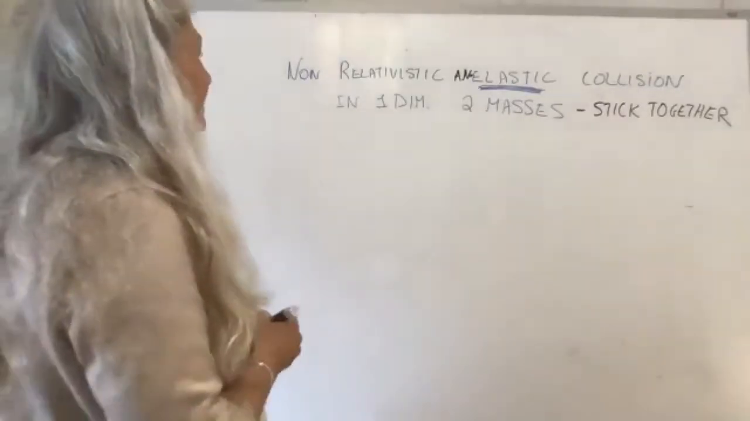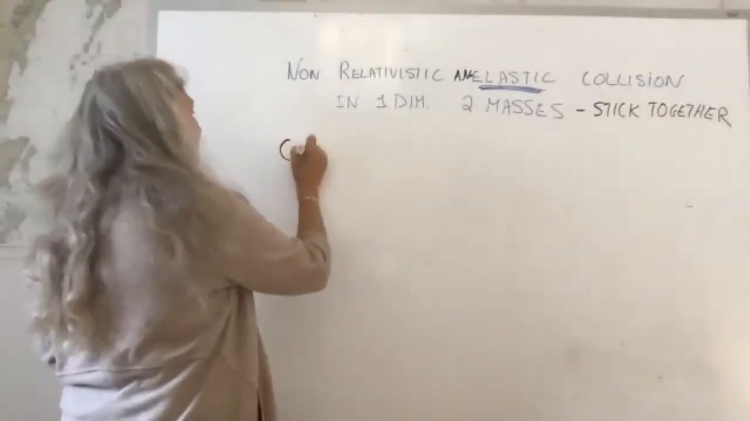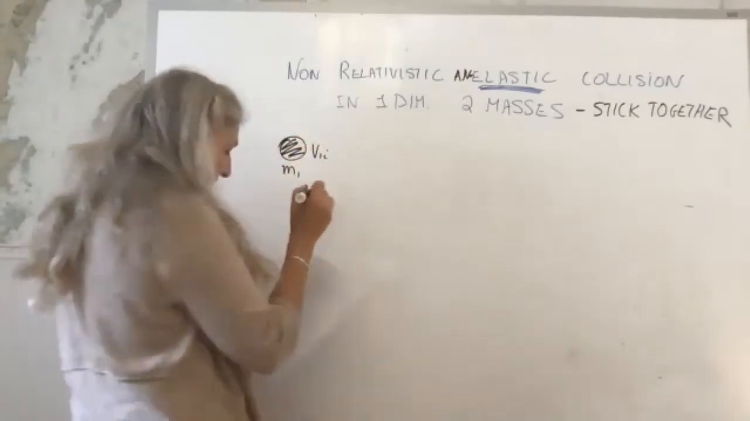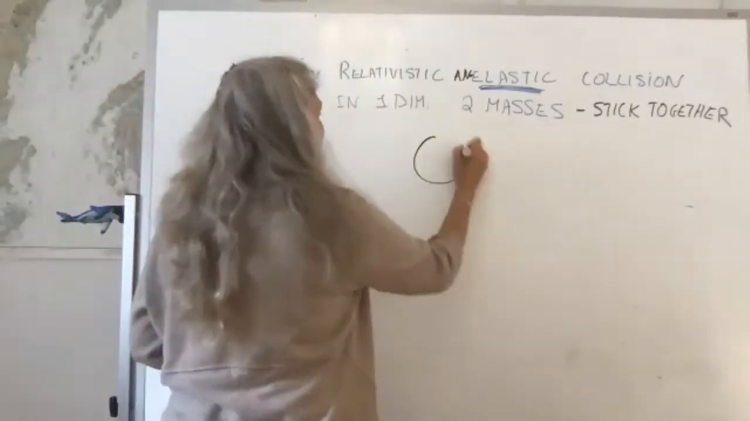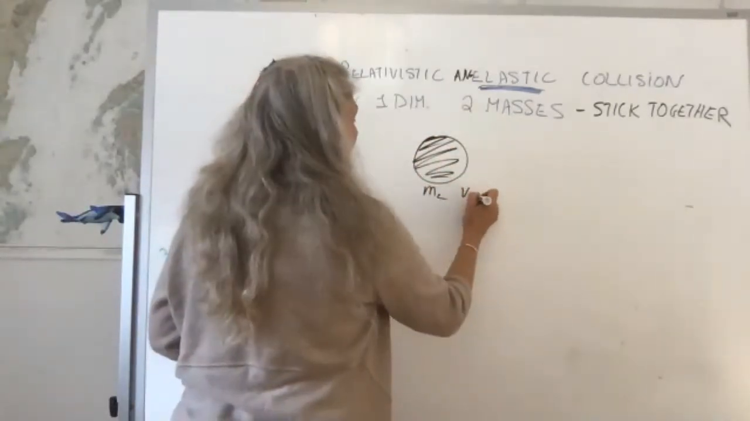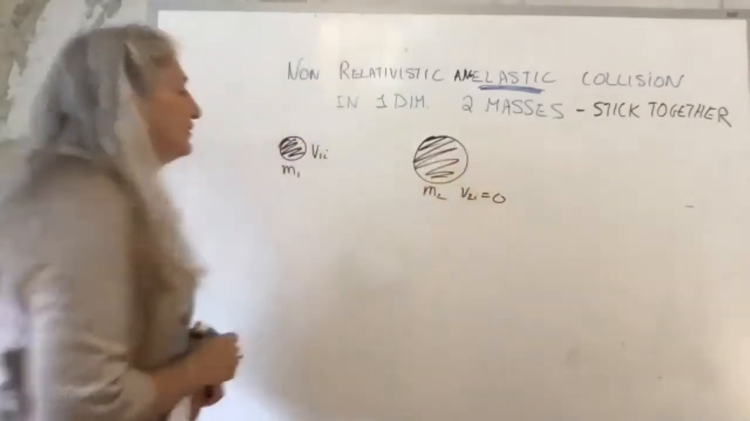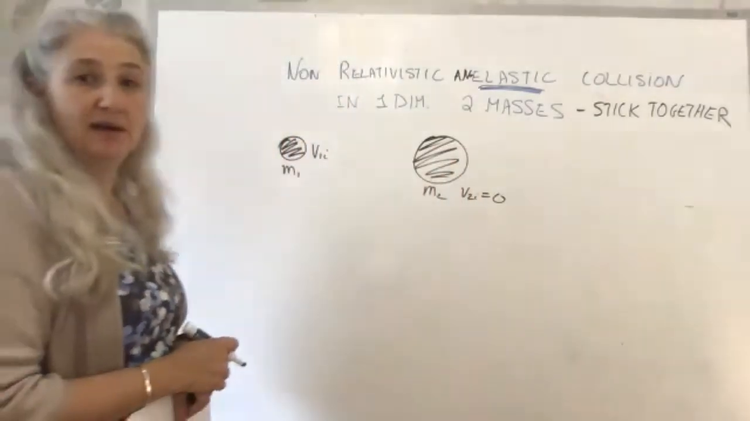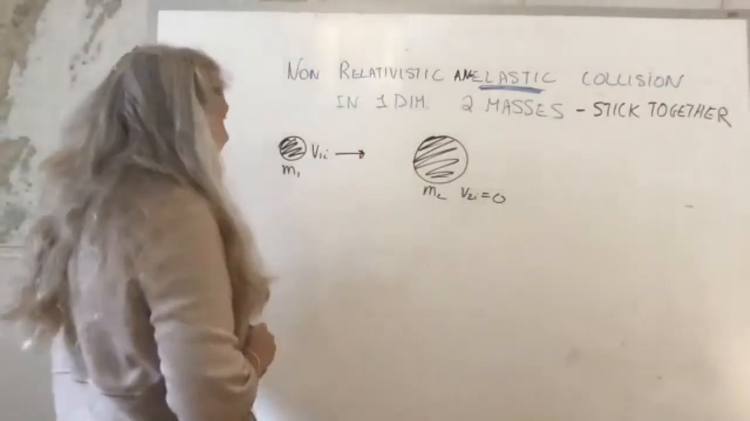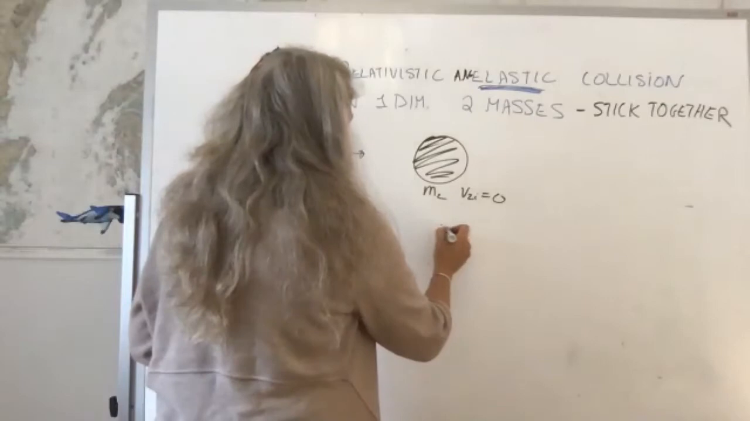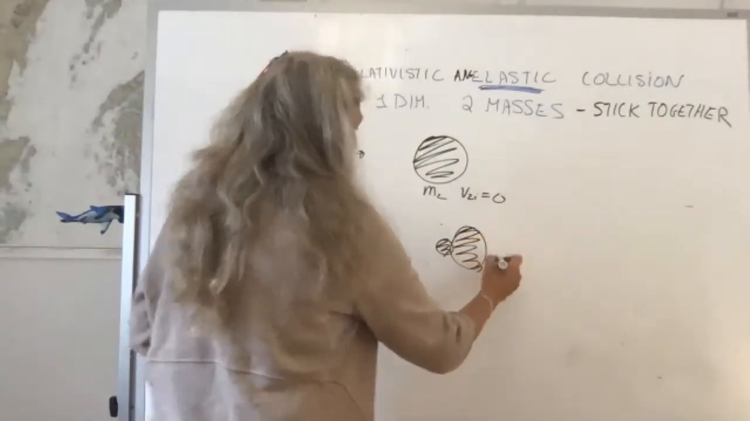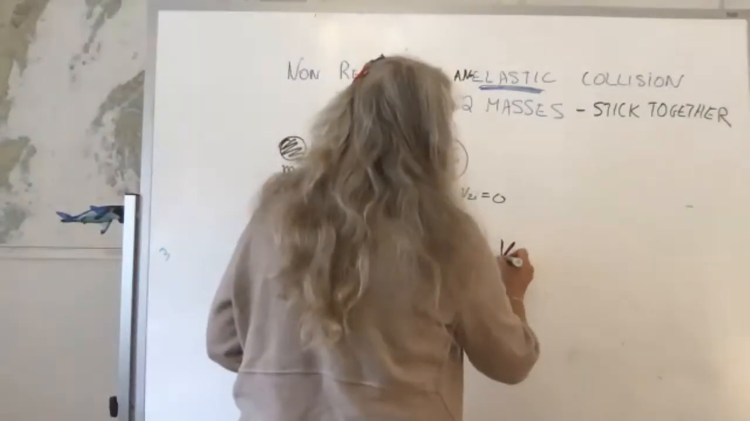So what does this collision look like? I have V1I and M1, and it's going to hit another mass, M2, V2I equals 0. We'll start with that one also being not moving, stationary. And then they're going to stick together. So what comes out is two guys like this, and they're moving together.